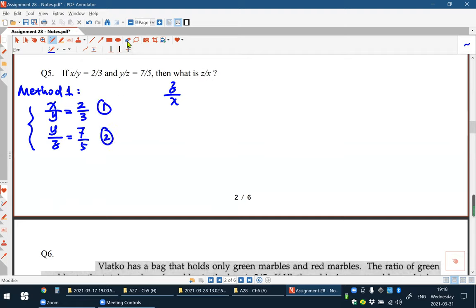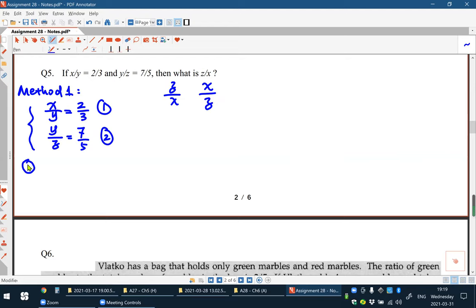Suppose we label these two equations with 1 and 2. How do we get Z over X? Or in other words, how do we get X over Z? Either one is okay, right? If we get this one, you can just use its reciprocal to get Z over X, right? Okay, so how do we get Z over X or X over Z?